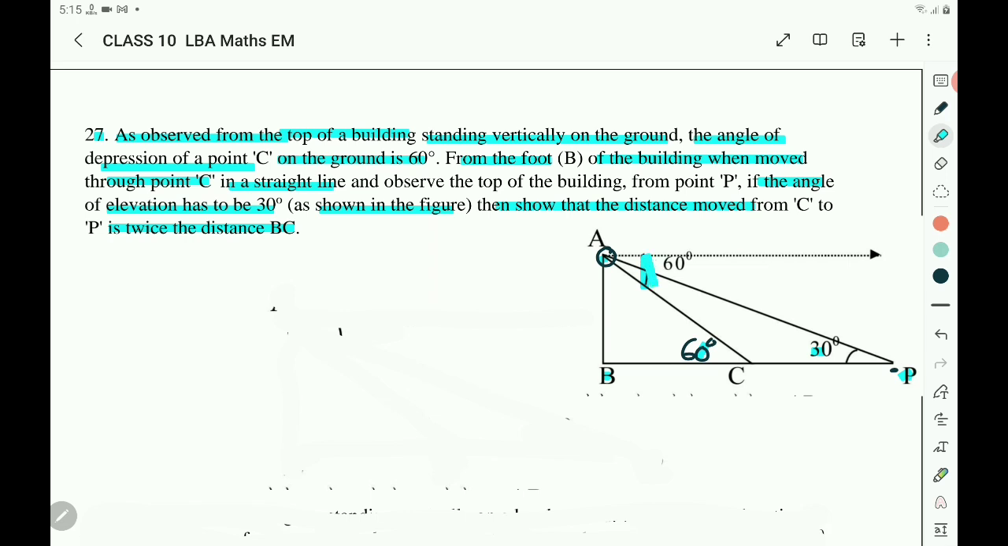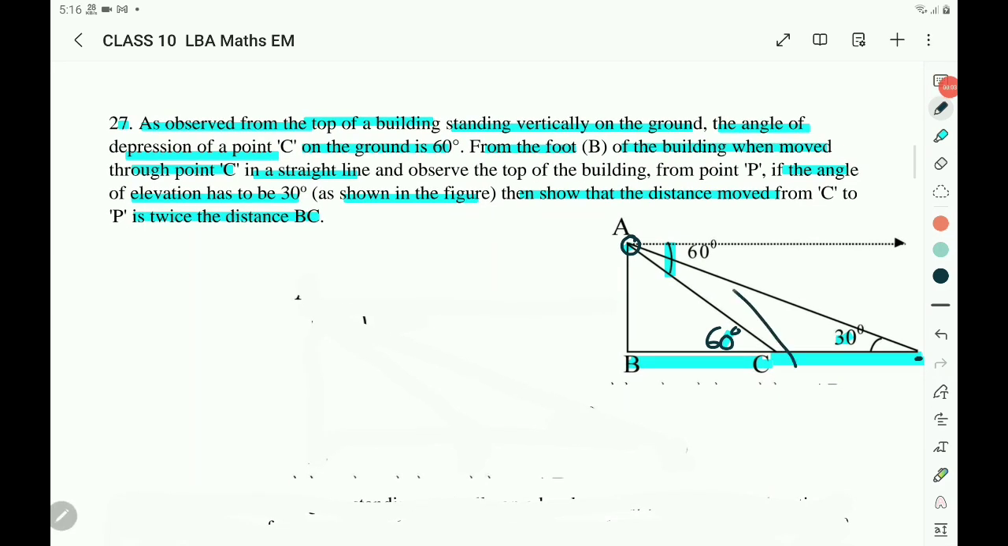So this is the angle of depression, which is equal to 60 degrees, and this is the angle of elevation. What we have to find out? We have to show that the distance moved from C to P is twice the distance BC. What we have to prove? This CP equals 2BC is to be proved.